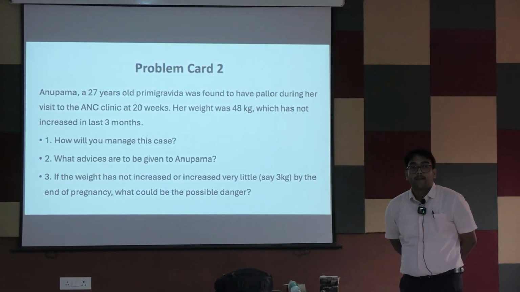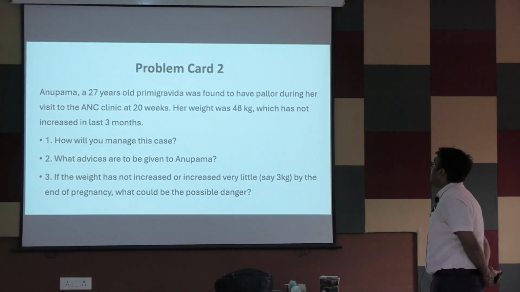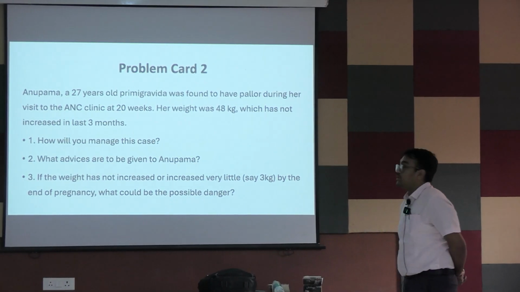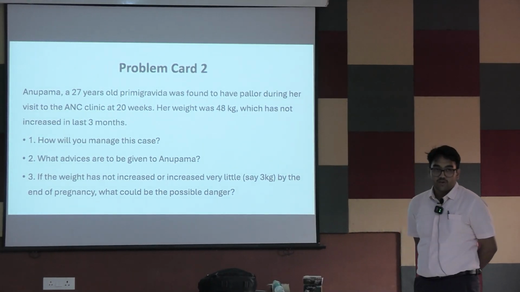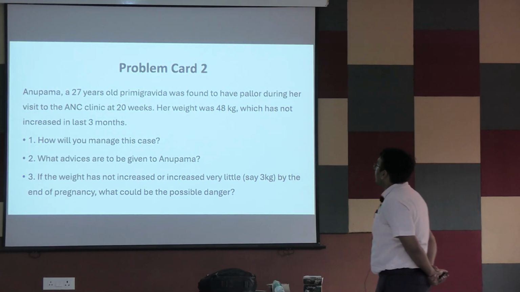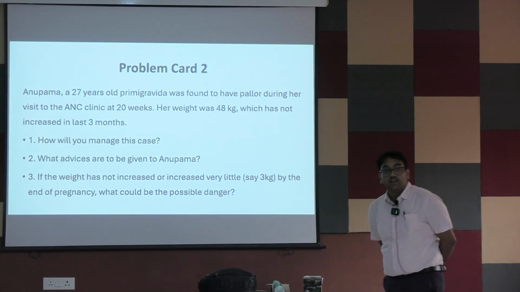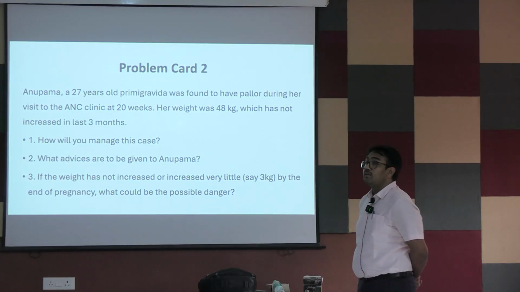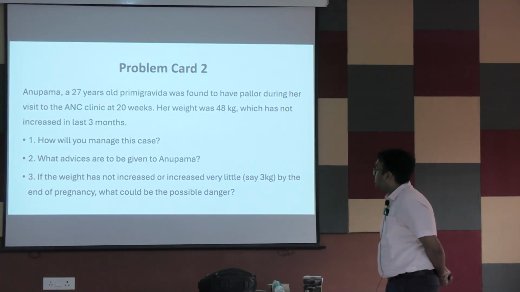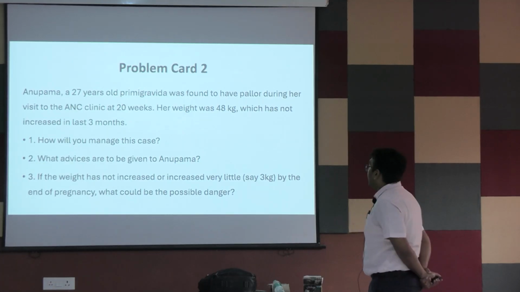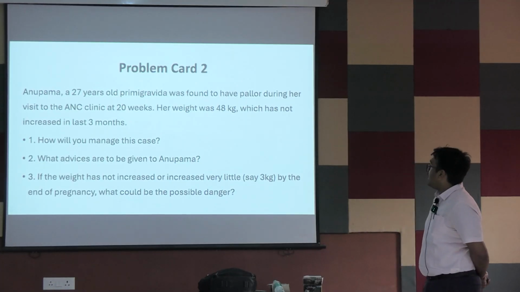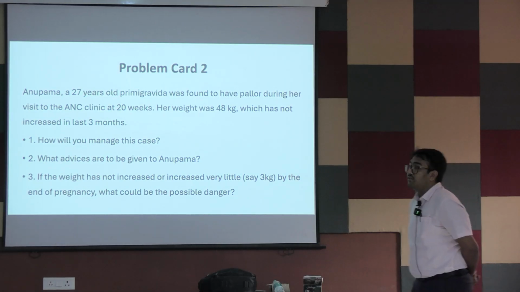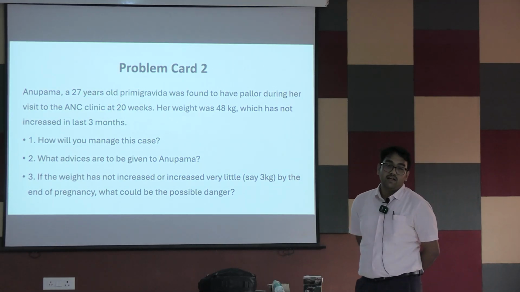So what is this? Anupama, a 27-year-old premigravida, was found to have pallor during her visit to the ANC clinic at 20 weeks. Okay. Her weight was 48 kg, which has not increased in the last 3 months. Now, how will you manage this case? What advices are to be given to Anupama? If the weight has not increased or increased very little, say less than 3 kg, then by the end of pregnancy, what could be the possible dangers?